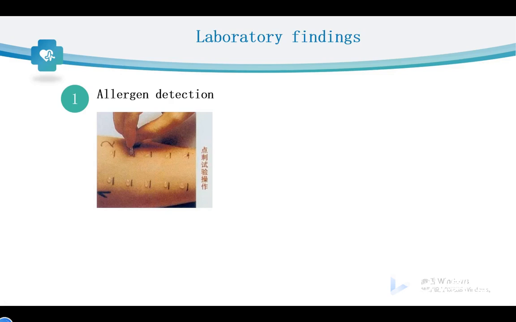Laboratory findings. For the asthma patients, we usually need other laboratory examinations. The first one is the allergen detection, for the detection of the suspected allergy. This picture shows the skin allergy test. In each drop of the liquid, there is a single suspected allergen. Once there is an allergic reaction, there will be a rash in the specific area.